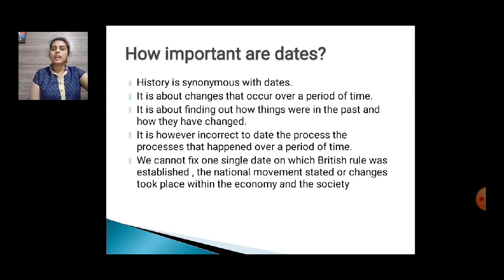It is, however, incorrect to date a process that happened over a period of time. We cannot fix one single date on which the British rule was established. Yes, we say that British rule was established with the establishment of the English East India Company in the year 1600, maybe 1602 or 1600. That year we can quote, but it is very difficult for us to quote on which particular date the British rule started in India.